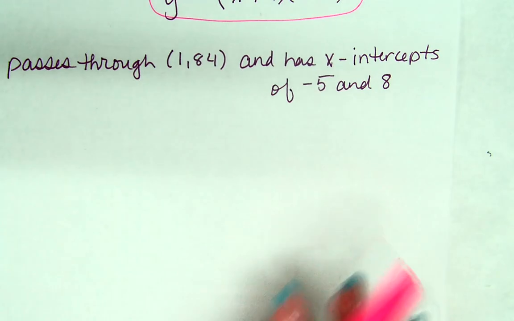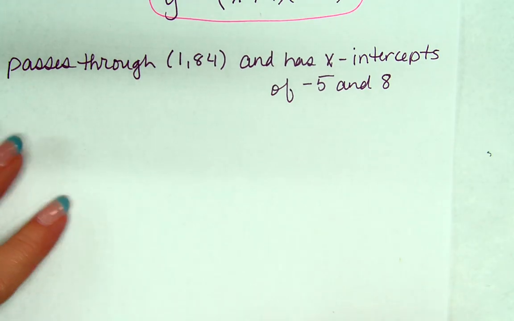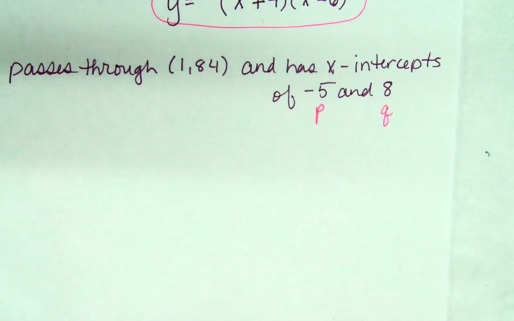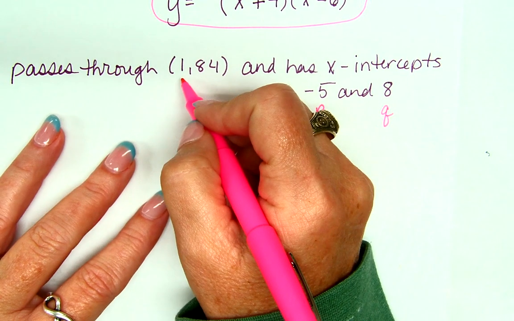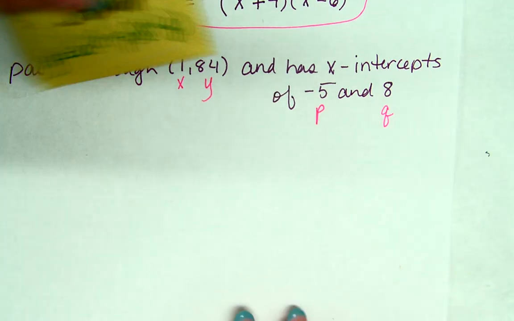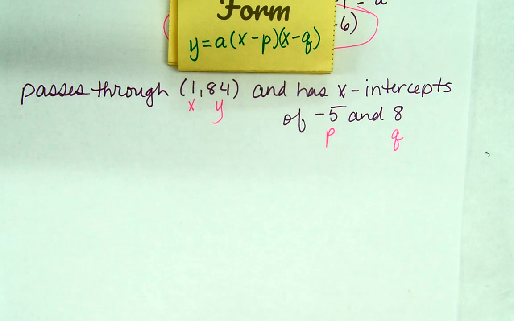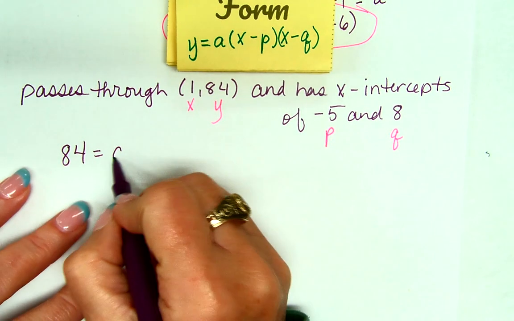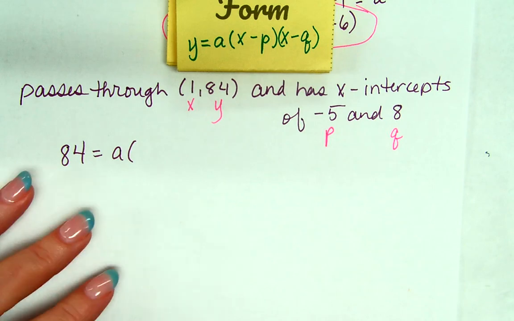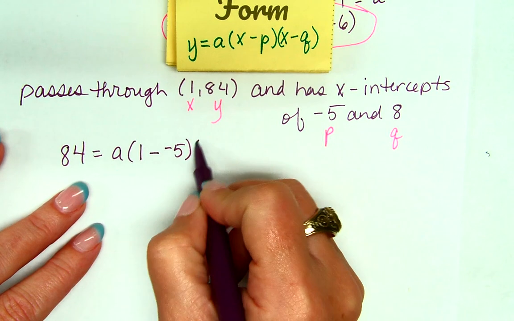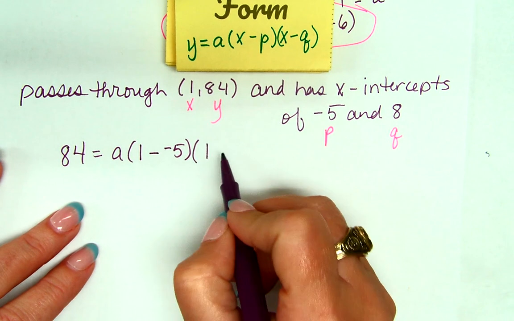All right, so let's label what we know. What do we know? Negative 5 is P. 8 is Q. 1 is X, okay. 84 is Y. So do I have enough information now? Yes, okay, let's plug in what we know. 84 equals A, got it? 1 minus negative 5. 1 minus 8.